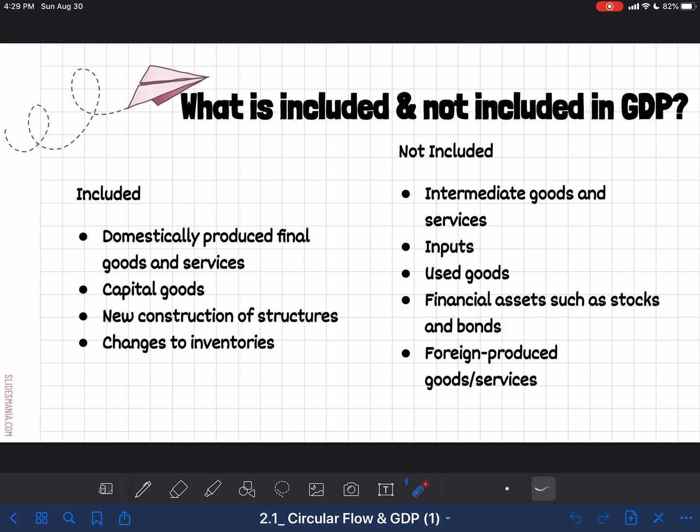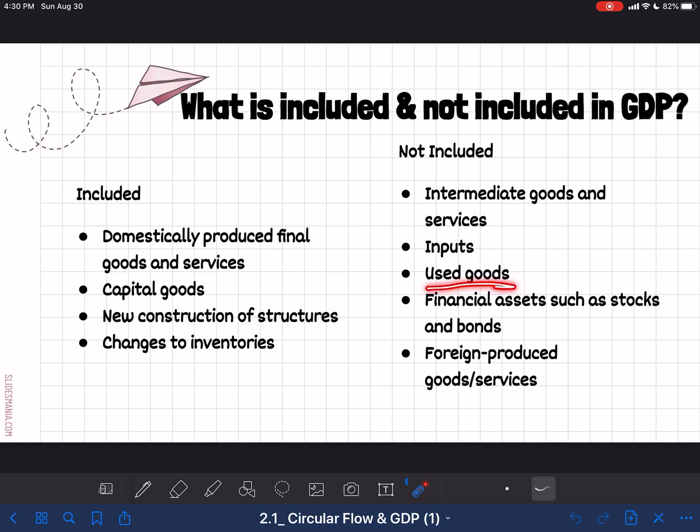So we do not get to double count anything, which is why we exclude the intermediate goods when we're counting GDP. We do not get to count anything that is an input. So again, anything that we look at as a resource cost. So we don't get to count electricity or water or oil in our gross domestic product.